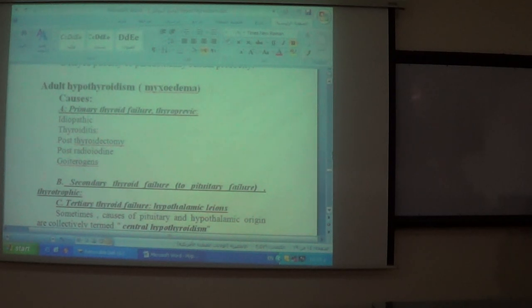Another category of causes may be related to the pituitary gland or the hypothalamus above the pituitary gland. Secondary thyroid failure, secondary to pituitary failure or thyrotrophic failure, because there is a lesion in the pituitary leading to decrease in TSH, thyrotrophic hormone. In contrast to thyroprivic, where the lesion is in the thyroid gland. Thyroprivic means poor thyroid tissue. Thyrotrophic means lesion in the trophic hormone. So the category related to a lesion in the thyroid is thyroprivic, and a lesion in the pituitary or hypothalamus is thyrotrophic. It can be called also central hypothyroidism, a level above the thyroid gland, whether in the pituitary or the hypothalamus.